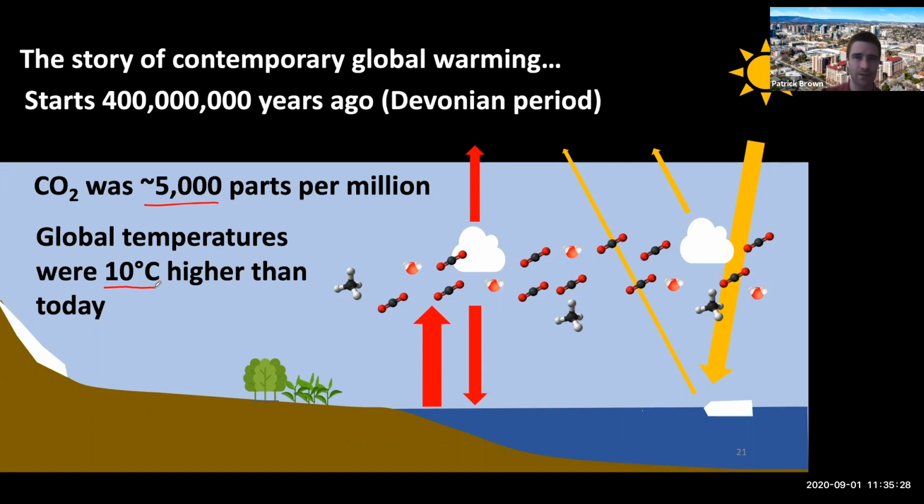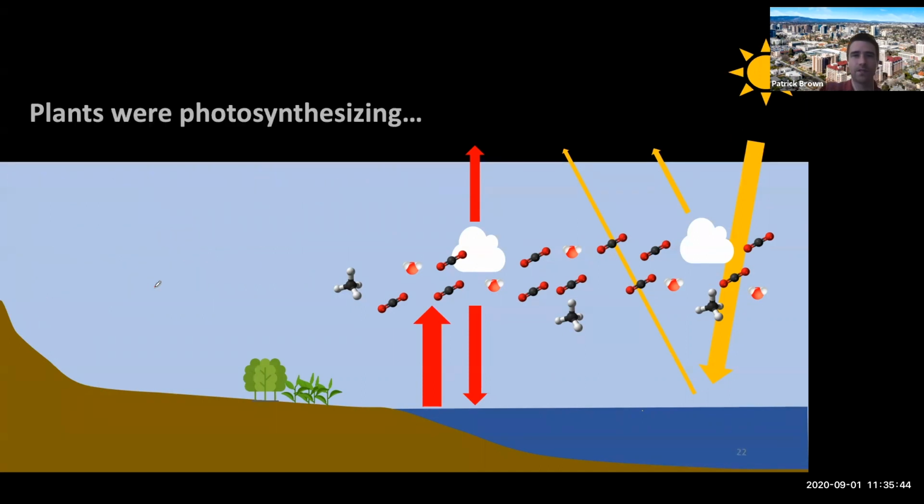It basically has to do with the rate of change versus the absolute temperature. But there used to be a lot more greenhouse gases in the atmosphere, and it used to be a lot warmer. So what happened? Well, basically, it's the story of plants.